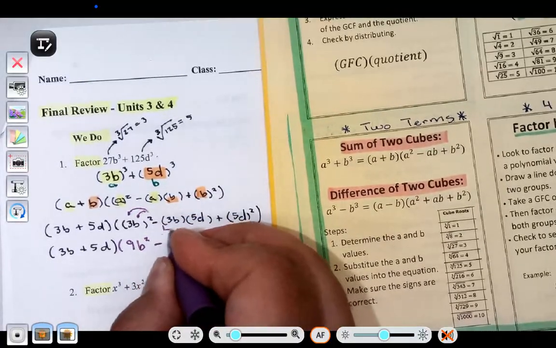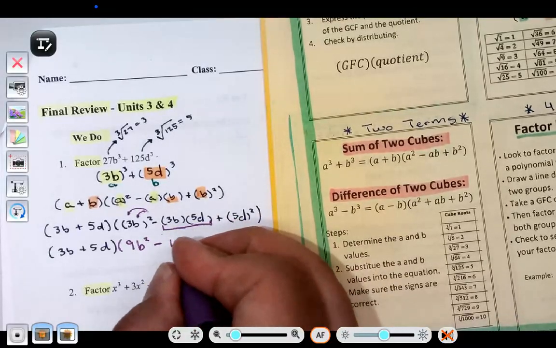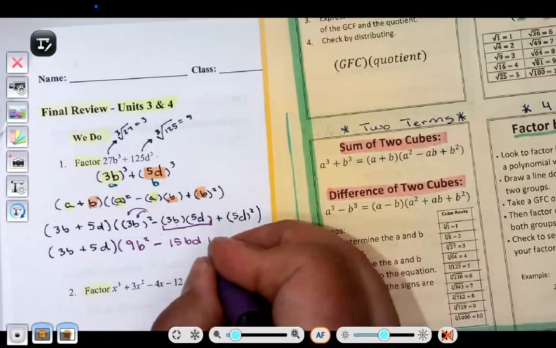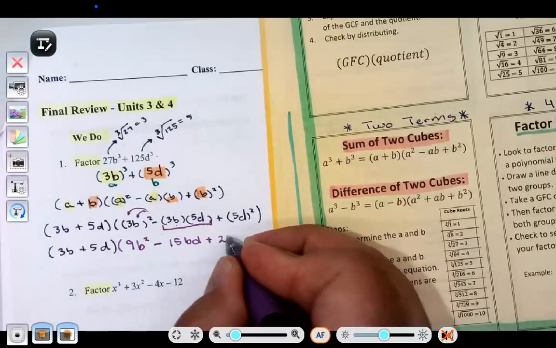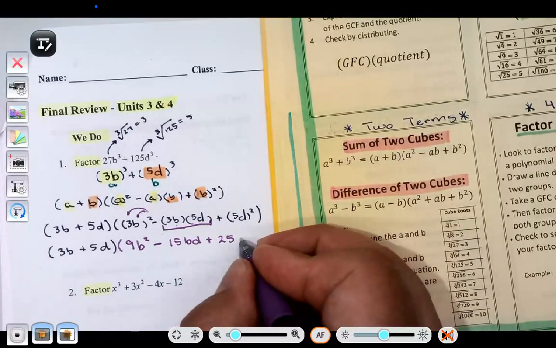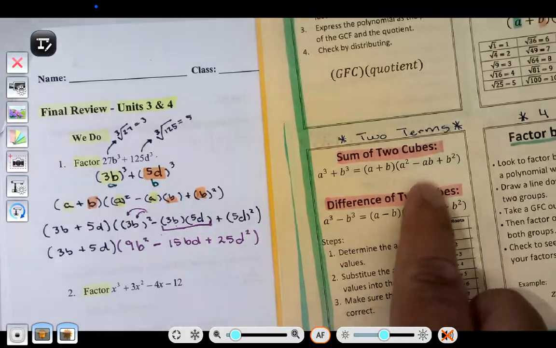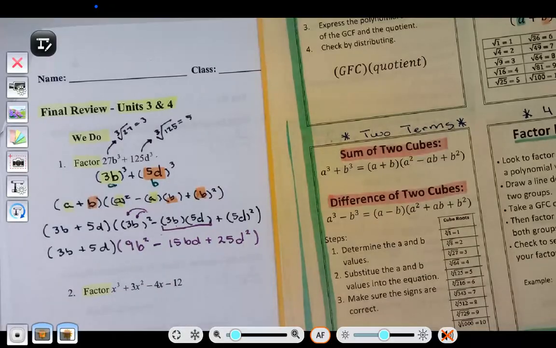Minus. Now here, all I have to do is simple multiplication. 3 times 5 is 15. And then, of course, the b times the d is bd. Plus, we're going to square the 5. So 5 times 5 is 25. And then the letter d also gets its own power of 2. And then the nice thing about it is when we're using one of these formulas, we do not have to change any of this. This is it. This is our final answer for this problem.